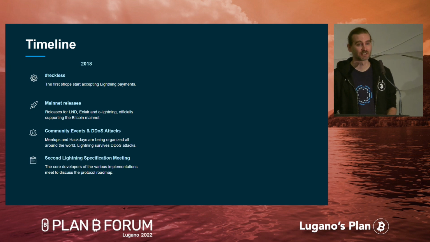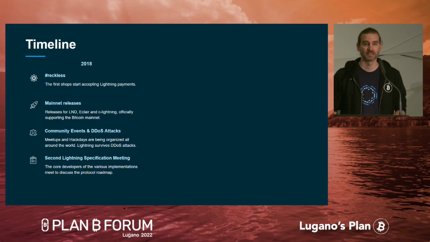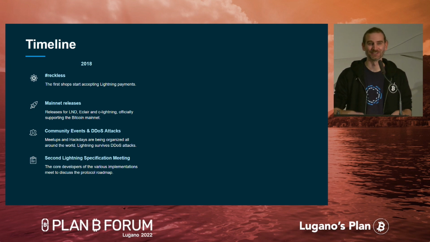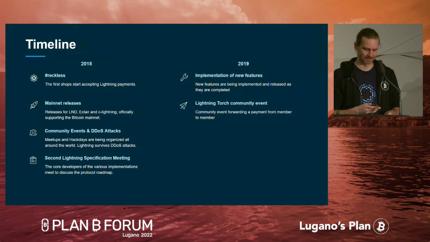And of course, we had the second Lightning specification meeting in Adelaide, which laid out what went well and what didn't go well, where there were chances of improving the situation, and how we would tackle open issues. And we'll get back to open issues because we still have quite a few of them. I'm sure everybody knows that. So 2019, and that was a bit quick.